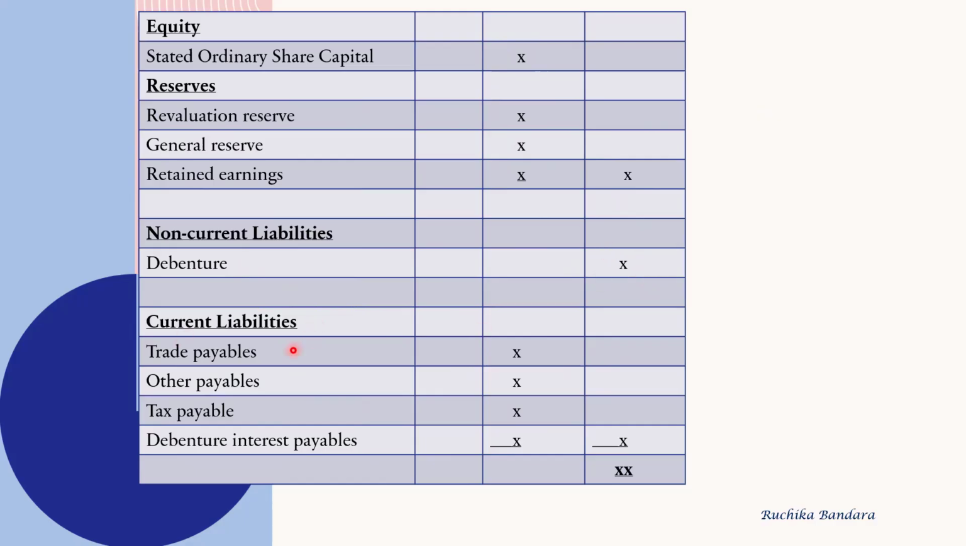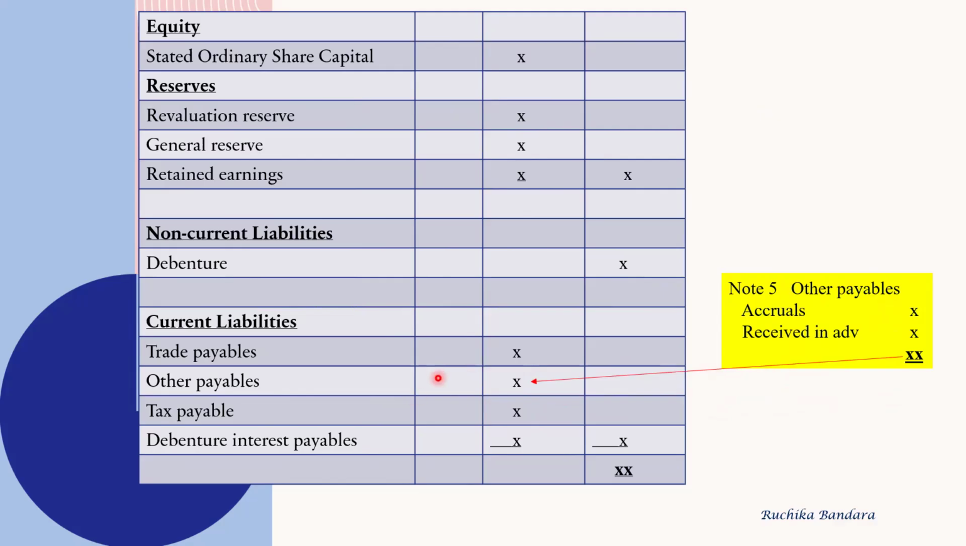Under current liabilities, you have trade payables. That is, in simple terms, trade creditors, but don't write the word creditors. Other payables, tax payable, debenture interest payable. For other payable, you can write all the accruals and received in advance value. If there are so many accruals, received in advance, provision for warranty, these things you can have a separate note, and when you have so many other payables, you had better write here number 5.